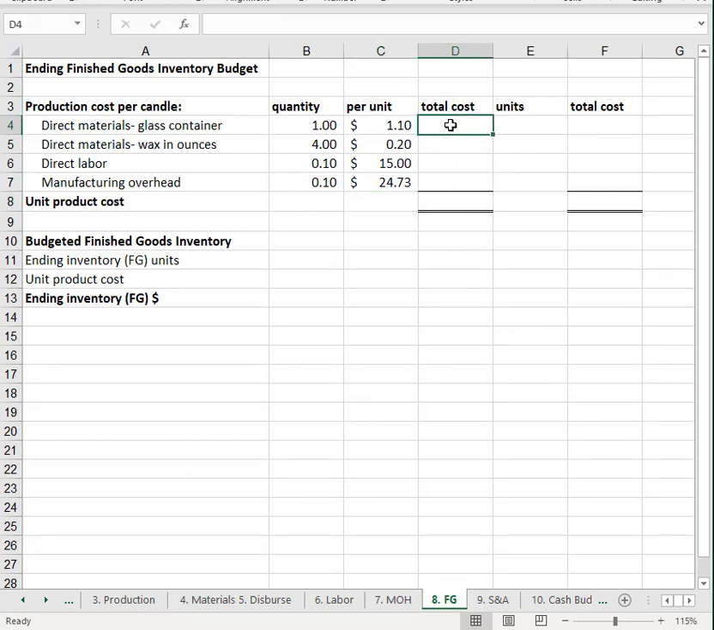So now we can get the cost per unit by doing the quantity times the cost for each of these, the two materials plus the labor plus the overhead. And we can add that up.